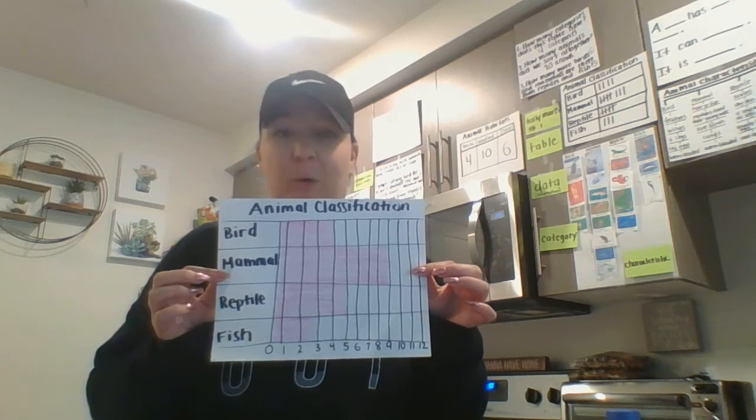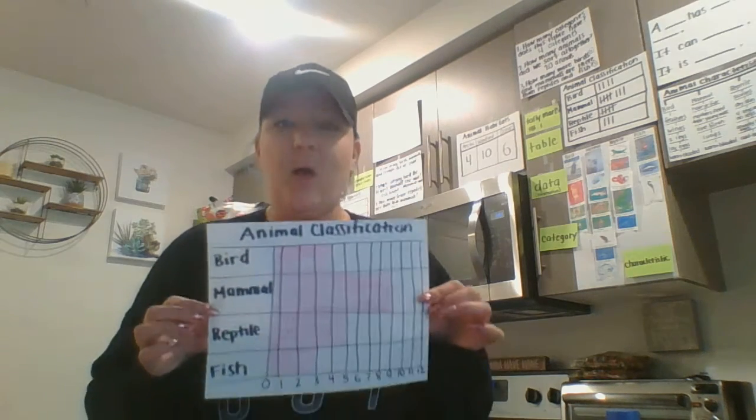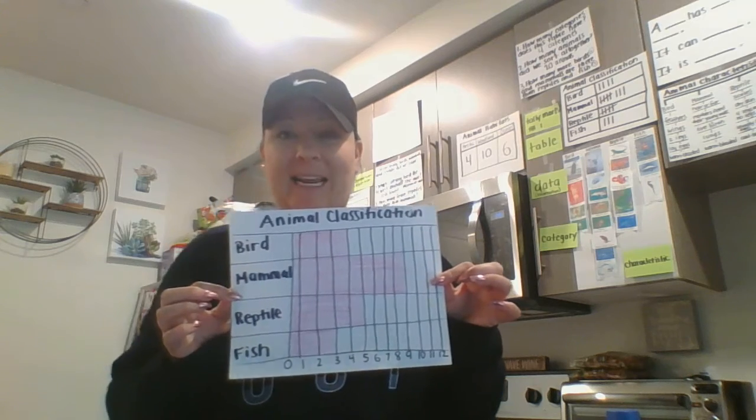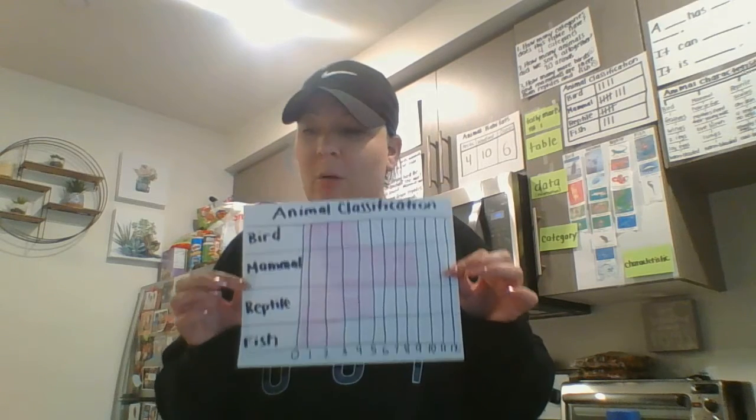So again, once we fill in our graphs, we always think, okay, well, what do I do with it now? Well, I've organized my data in a more efficient way. And so what I do is I take my data and then I can answer questions about my data. So when I look at this, I can ask, how many mammals do you see? Give you a minute.